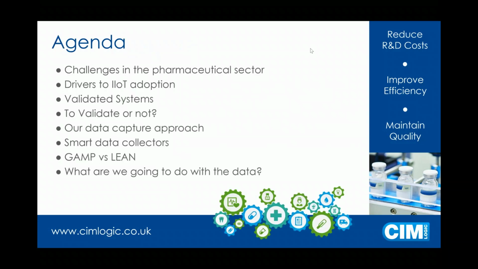So if we jump into the agenda for today's session, things we're going to be looking at: we're going to be talking about the challenges specifically faced within the manufacturing pharmaceutical sector around some of the data collection and analysis activities that we get involved in. We'll look a little bit at what's going to drive people to adopt some of this new technology that's coming in every day. I think there's something new, something interesting that we get to hear about.